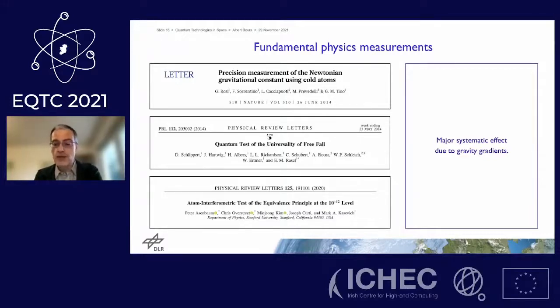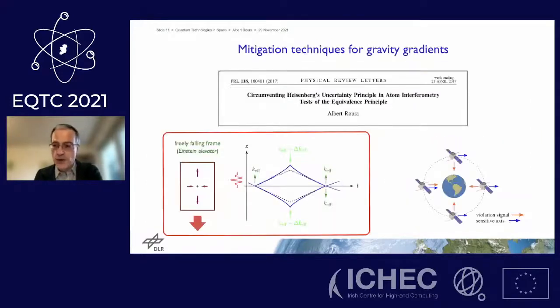systematic effects, due to the dependence of your interference signal on the very high sensitivity to the initial position and velocity of your atomic wave packet, much more than what you can precisely determine. So that's a big challenge, but fortunately there has been recently a very effective technique to overcome this problem.